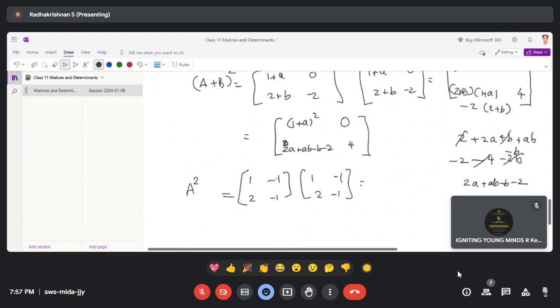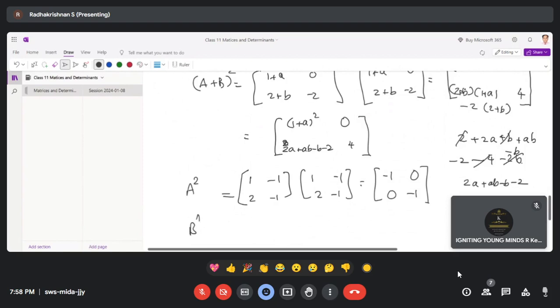So it will be 1 minus 2, that is minus 1. This is minus 1 plus 1, 0. So this is 2 minus 2, 0. So this is plus 1, right, minus 2 plus 1. So this is your a square.